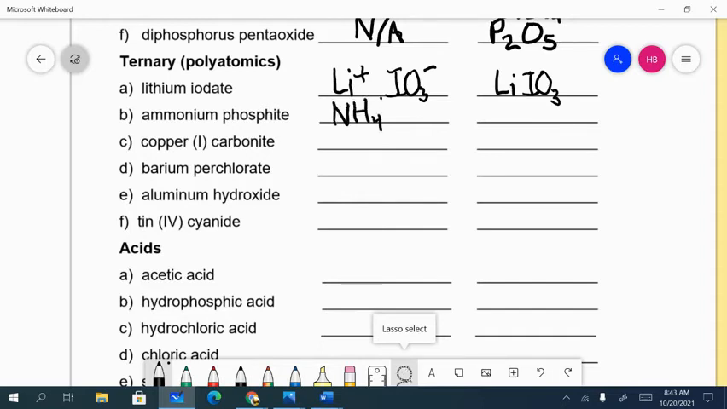Ammonium is our only positive polyatomic ion, and then we're going to find phosphite, which has a charge of -3. In order to have 3 pluses, I'm going to have 3 ammoniums. Remember, when I have more than one polyatomic ion, I need to have parentheses.